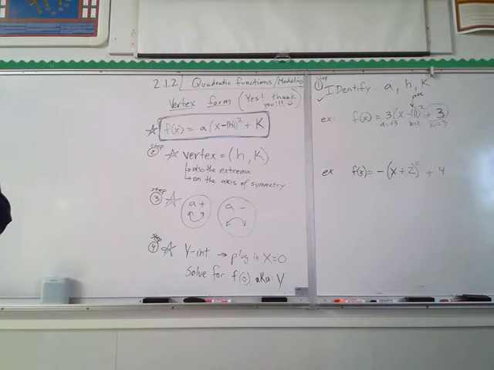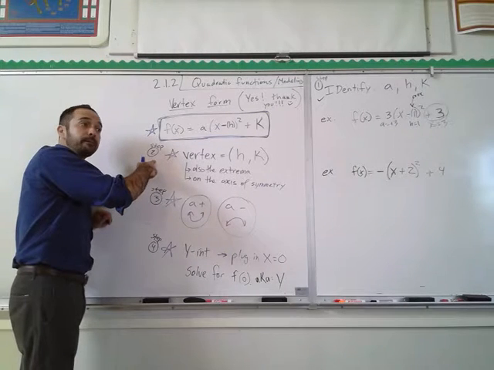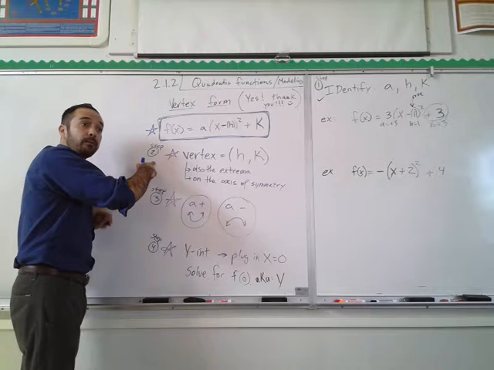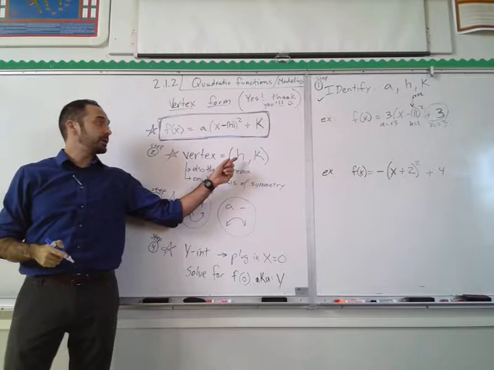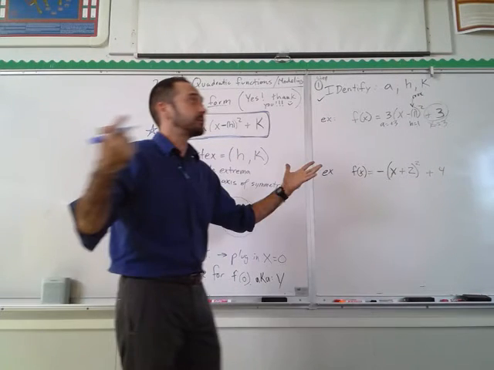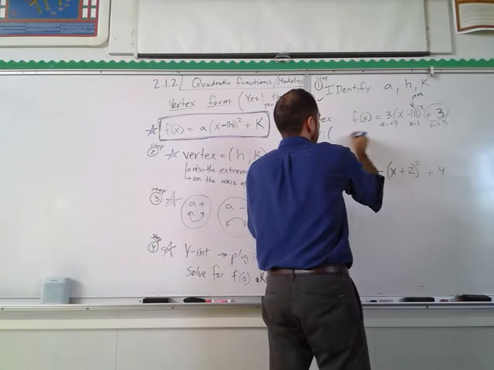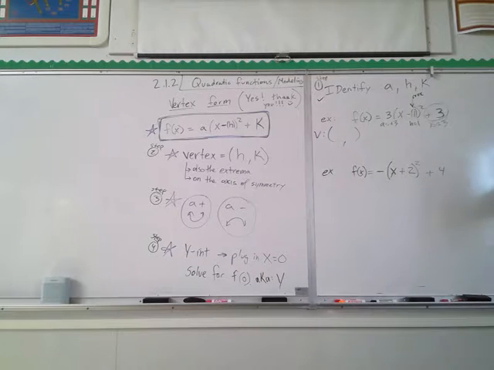Step 2. This is great. Think of how much effort you had to do to find the vertex before. Here, the vertex is always equal to the coordinate (h, k). So watch how fast this is. I go back to my example problem. I write vertex. What's my h value? What's my k value? Done.